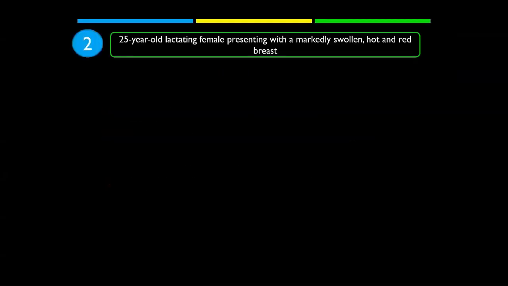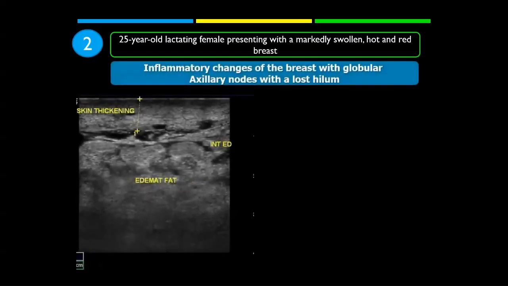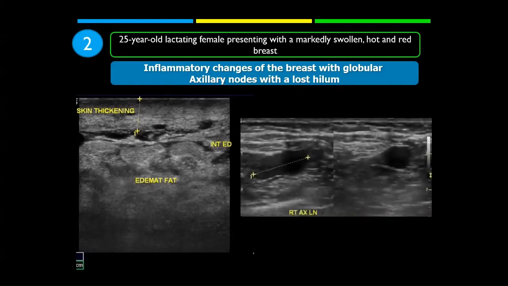Now we move to the second case. She's a 25-year-old lactating female presenting with a markedly swollen, hot and tender breast. She came for an ultrasound examination which revealed inflammatory changes of the breast with globular axillary lymph nodes.